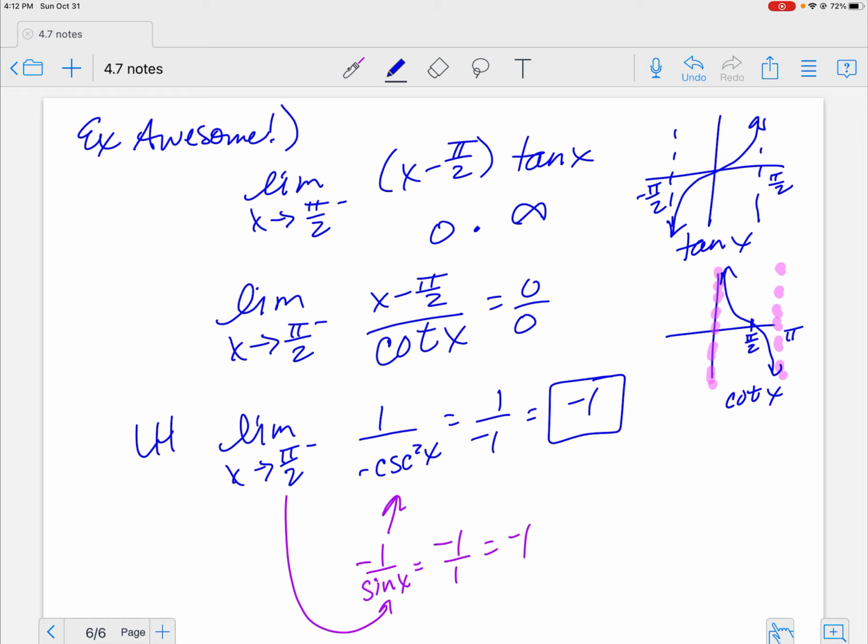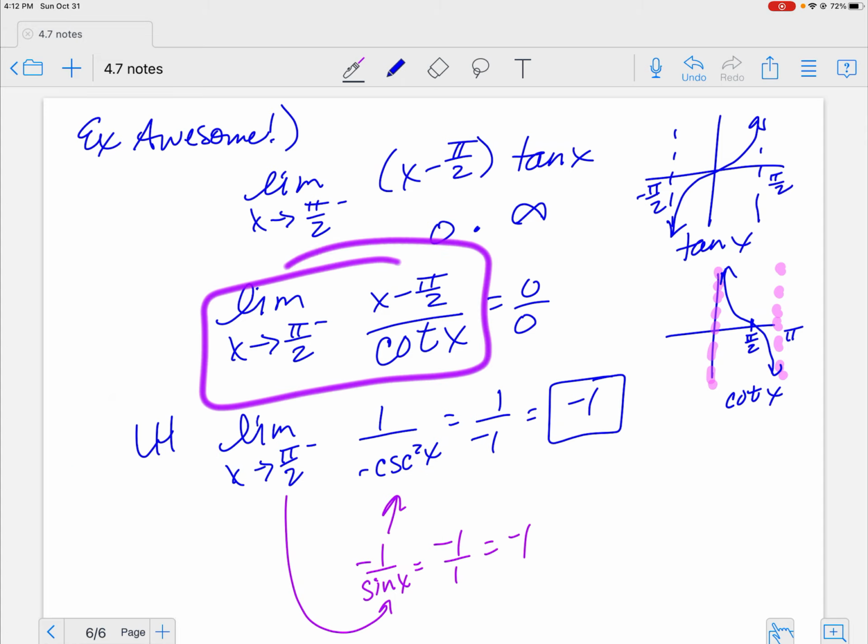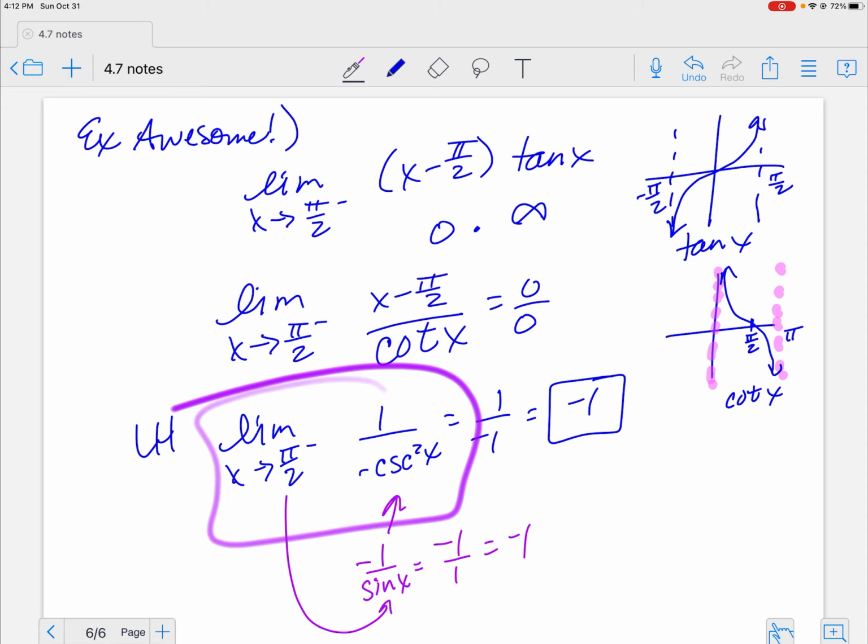Cool. L'Hopital. Indeterminate forms. Rational expression. You've got to write your LH. You've got to write this. If you struggled with your limit notation at the beginning of this course, get it together now because you got to know it. All right, go rock the socks off of this. You guys can do this.